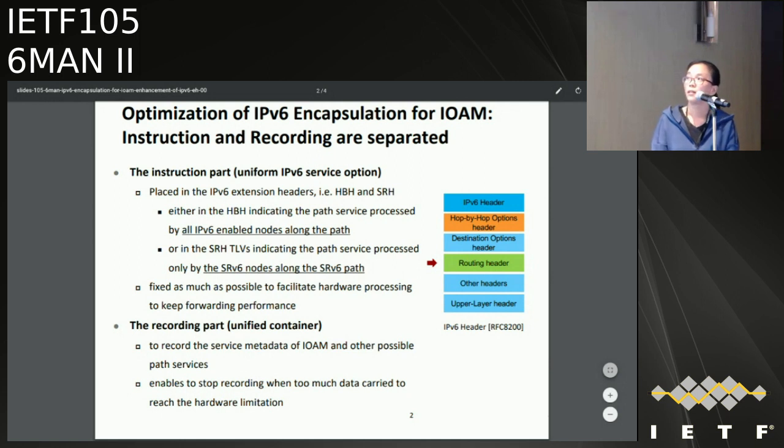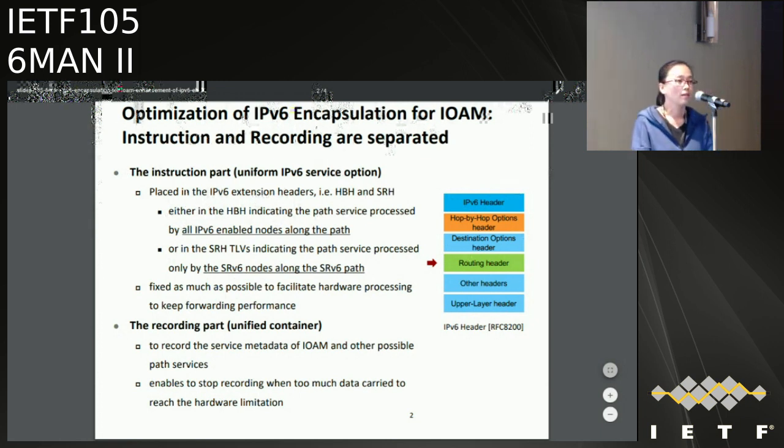We define the uniform IPv6 service option to carry the instruction part of the path services. And that depends on the path. If all the nodes along the path are IPv6 enabled, we could place the instruction part of the path services in the hop-by-hop options header. And if some of the nodes along the path are SRv6 enabled, and we would like to monitor the network performance of the SRv6 path, we could also place them in the SRH TLV.